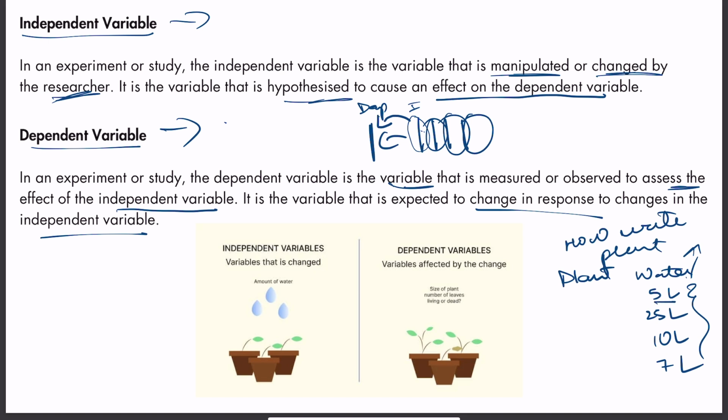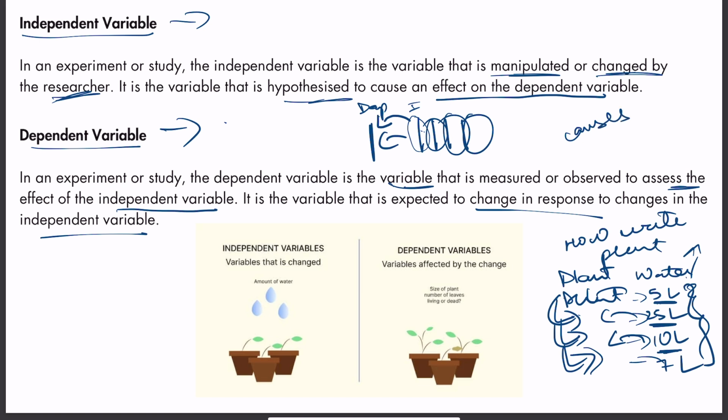So if I put 5 liters of water, how much plant growth will I receive? If I put 25, how much is it? If I put 10, how much is it? So what are you doing? Based on these changes, you are looking at the changes in the dependent variable. So independent variables are either manipulated or changed based on natural causes, and dependent variable is a variable that you are observing the changes in, and creating a cause and effect analysis. Okay? So hope you understood. It's not very difficult. You do MCQs 2-3 times, you read this 2-3 times, you'll get a hang of it.